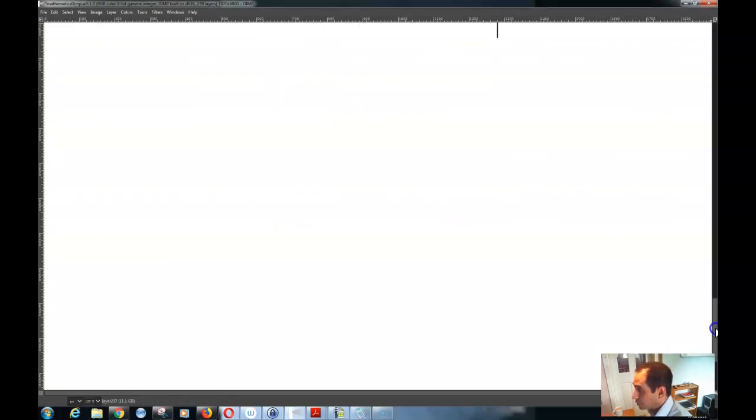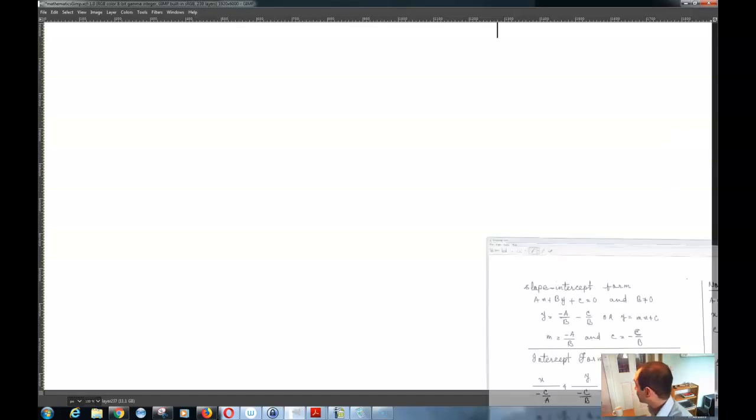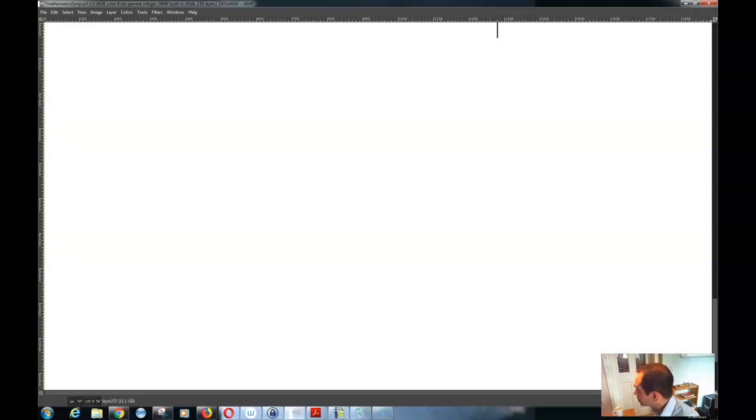Okay. So for example, let's say that you have an equation of a line. Let's say that it is 3x minus 4y plus 10 is equal to 0. And you want to find the slope of this line, the x-intercept and the y-intercept of this line. So to find the slope of the line, you need to write your equation in the form y is equal to mx plus c, and then m becomes your slope.